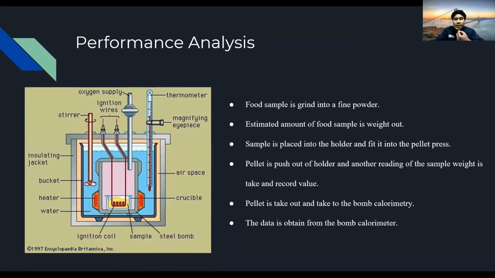Basically, the food sample is ground into a fine powder using a Wiley mill, and after that, an estimated amount of food sample is weighed out, and the sample is placed into the holder and fed into the pellet press. Then the pellet is pushed out of the holder, another reading of the sample weight is taken and the value recorded, and the pellet is taken out and taken to the bomb calorimeter. And then lastly, the data is obtained from the bomb calorimeter.